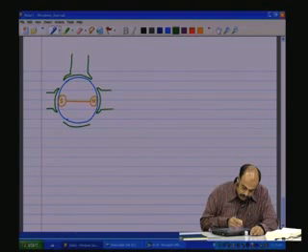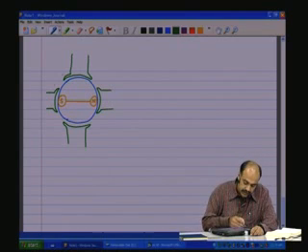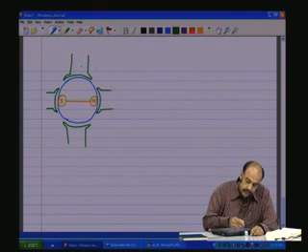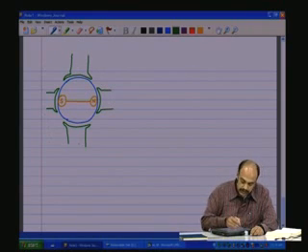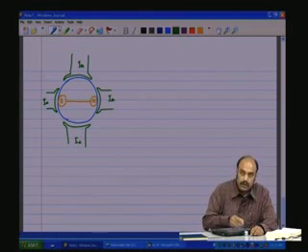all A phase, and the windings are so done such that the north and south poles alternate. All the currents flowing through this, and then this, and then this, and then this, they are all IA, and IA is flowing through all these.